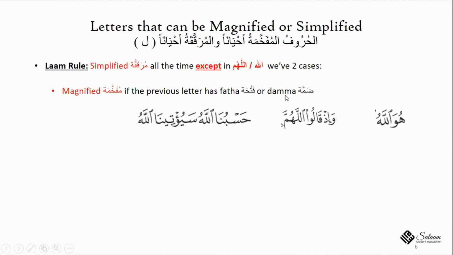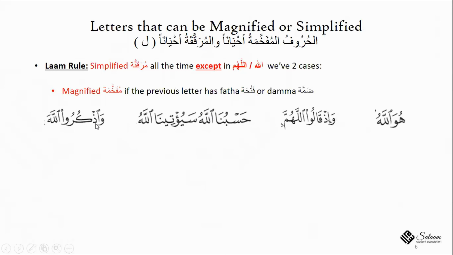If the letter before has Dhamma or Fatha, Allah will be like this, not Allah, will be Allah. And Allahumma will be Allahumma, not Allahumma. So it can be Allahumma. Yeah, it can be. Just wait 1 minute.